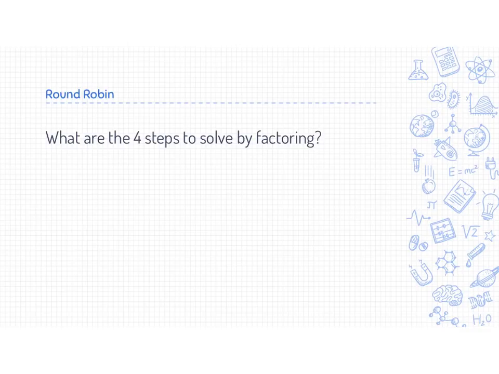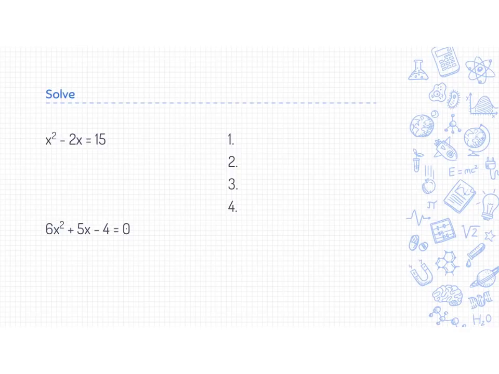Alright, so a little round robin. The way this is going to work is when we get back into class, we're going to have a quick little discussion about what are the 4 steps to solve by factoring. If you go back to the previous slide, your answers are there, so it should be an easy discussion once we get into class. Alright, so now we're going to solve, so you get a little time to work on these problems here. So go ahead and pause and try these problems on your own to get a little bit of practice, and then I will work these out as well.